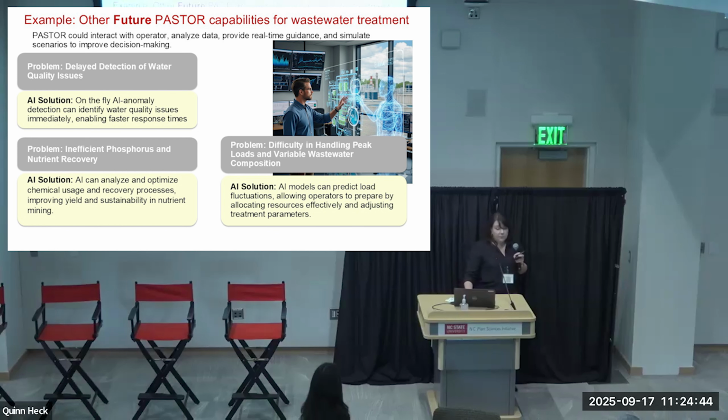For example, if you use future capabilities in wastewater treatment and you have a problem of delayed detection of water quality issues, it will give you on-the-fly AI anomaly detection. If you have inefficient phosphorus nutrient recovery, you can analyze and optimize chemical usage and recovery. The same goes for agriculture. And of course, if you have difficulty handling peak loads and variable wastewater compositions, you can also get predictions about fluctuations, allowing you to correct your output on the fly.